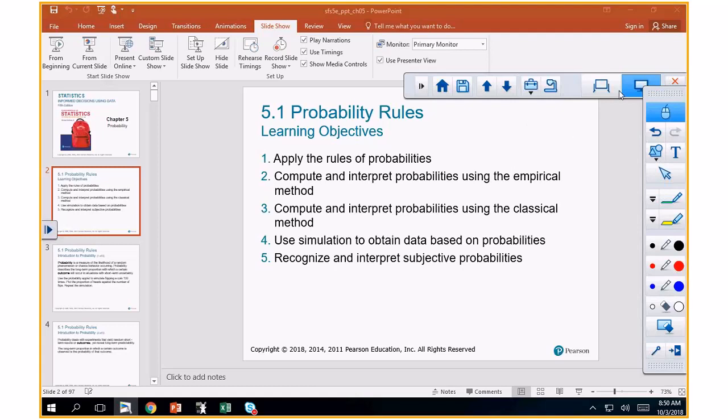Y'all all know where Wild Hog Road is, right? Okay, here's where we go.